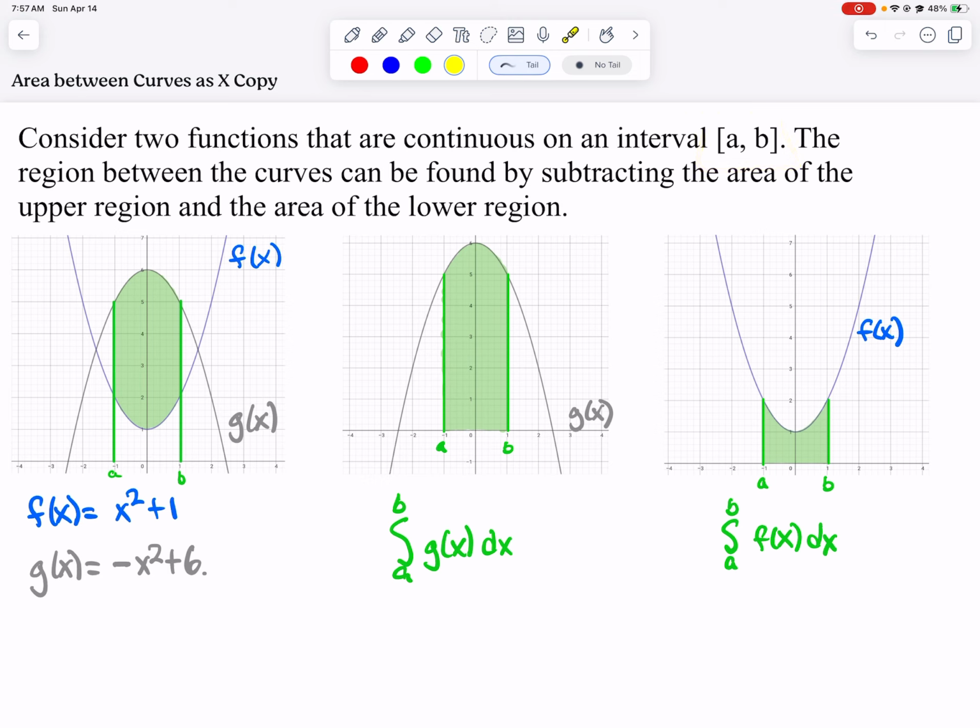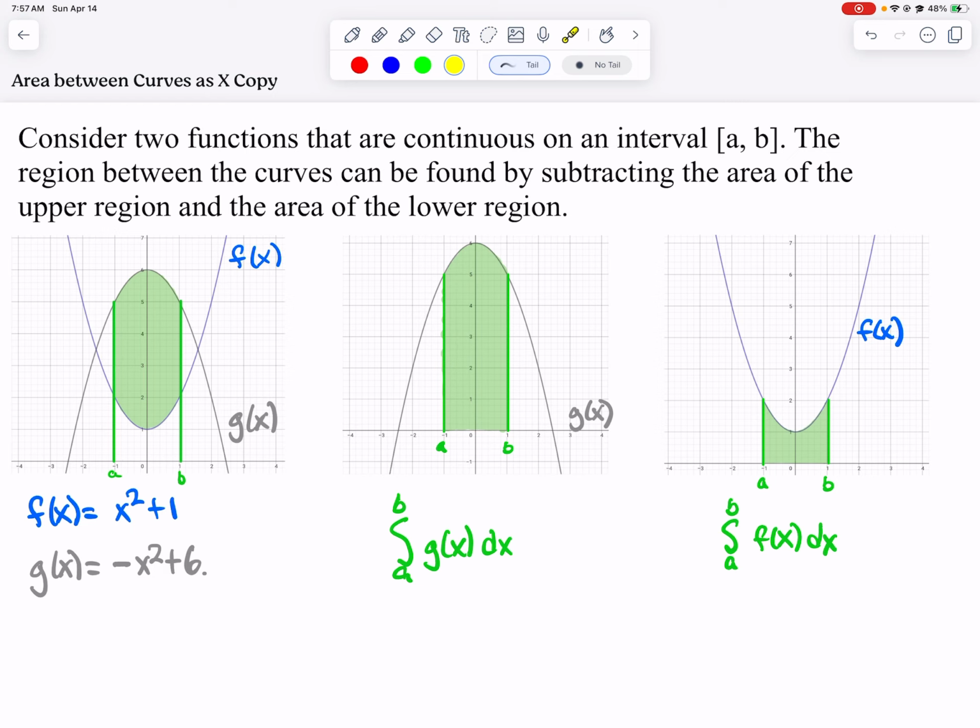The region between the curves can be found by subtracting the area of the upper region. If we look at the upper region, we're going to look at the curve that goes up. That's on top. It's the area of the upper region, subtracted by the area of the lower region.